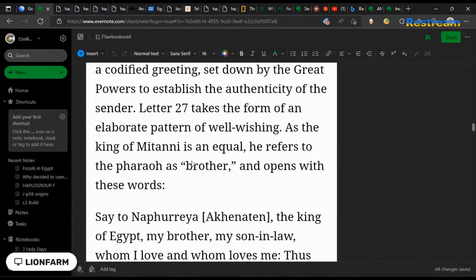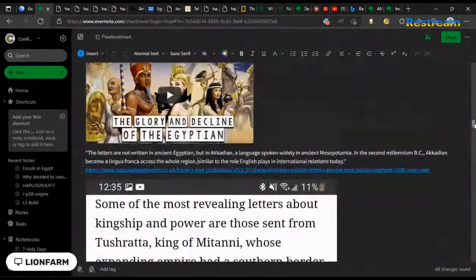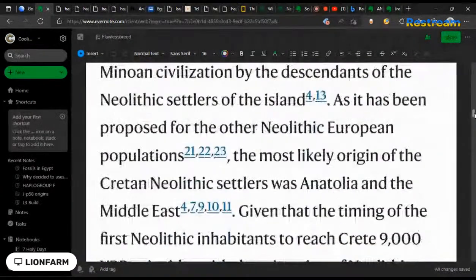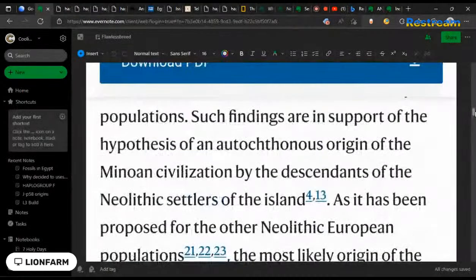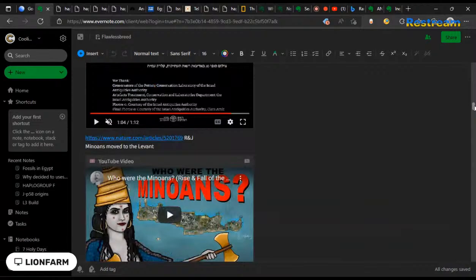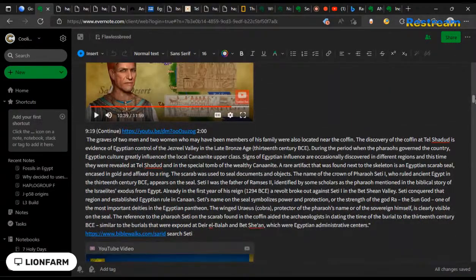The king of the Mitanni was saying that he's a brother to a lot of the Egyptians. He was saying they were related and they were connected. They had ties together, right? So that's going to give us some important things that we need to understand, that there were some important ties. Also, how they have connections to the Minoans, different things like that, how they have connections to certain groups like that. And then obviously looking at that area of where we found in Tel Shadud, right?